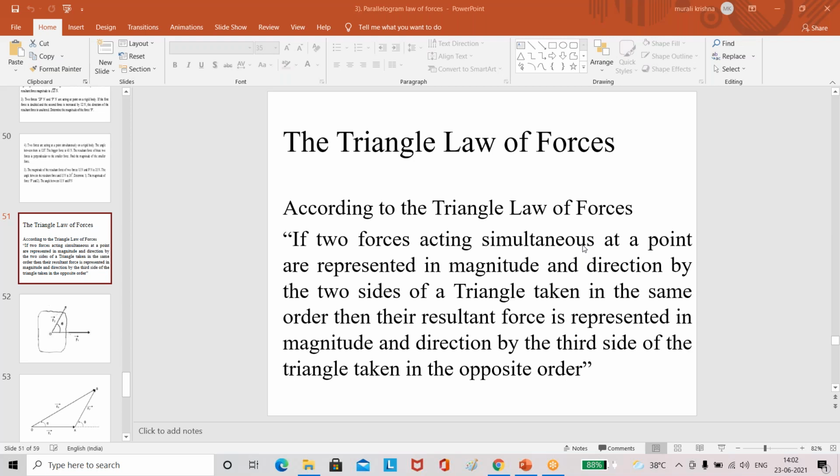In the graphical method, again we have three methods. First one is parallelogram law of forces. Next one is triangle law of forces. Third one is polygon law of forces. We already completed the first graphical method, the parallelogram law of forces.